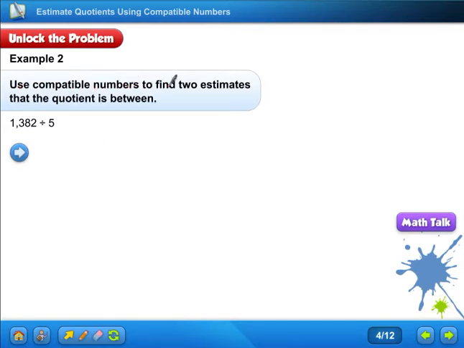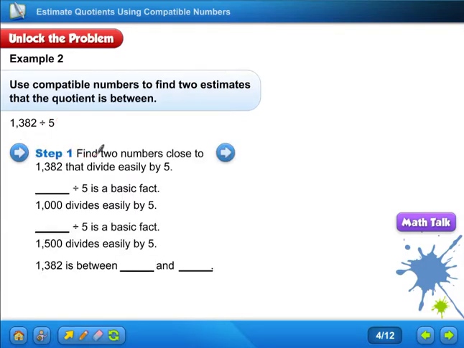Use compatible numbers to find two estimates that the quotient is between. So the number is 1,382 divided by 5. Step 1. Find numbers close to 1,382 that divide easily by 5. Blank divided by 5 is a basic fact. What would be a basic fact? I could do 10 divided by 5 is a basic fact. So 1,000 divides easily by 5.